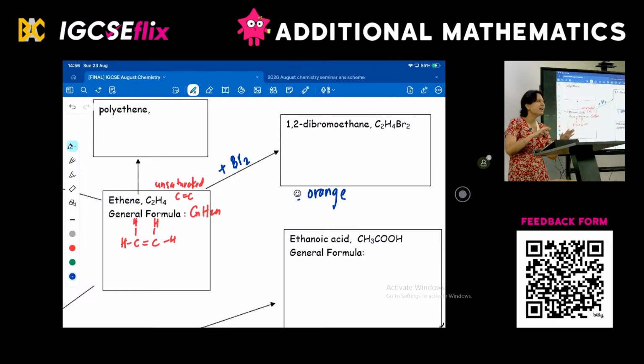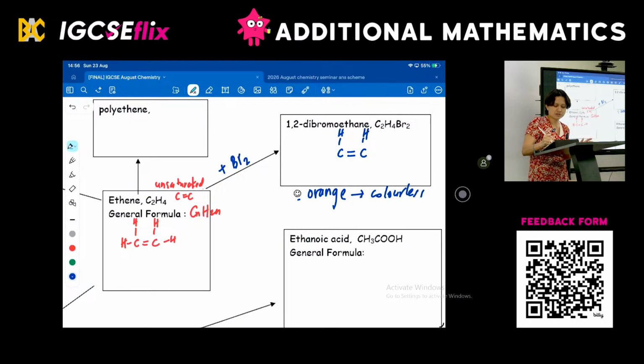So generally, iodine we say brown, orange, bromine we say orange because it's a lighter solution. Understand? So orange to colorless. Why? Because when you add the bromine, it will react with alkene and then it will become colorless. So how does it react?